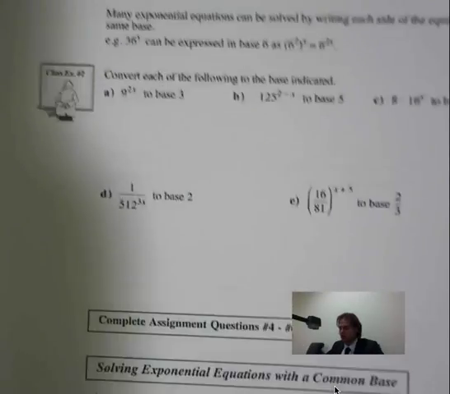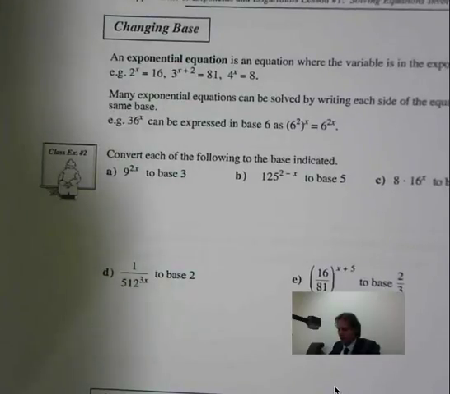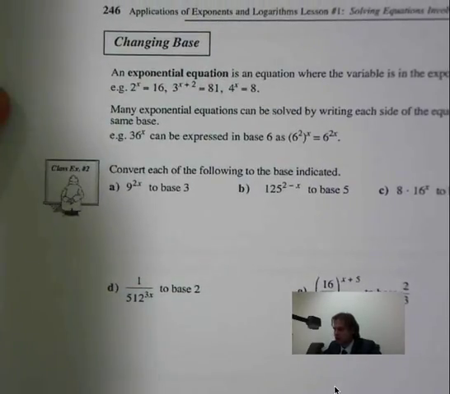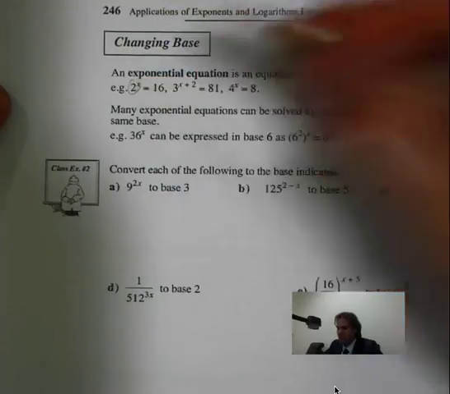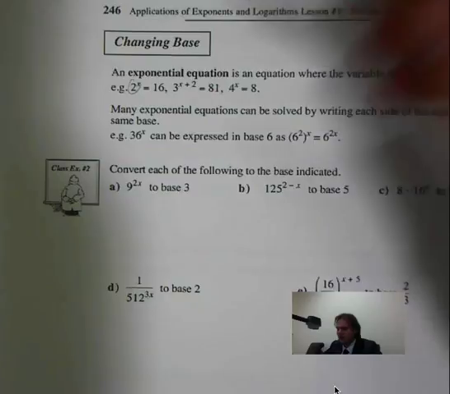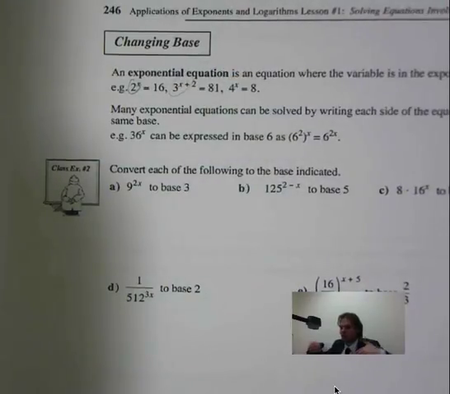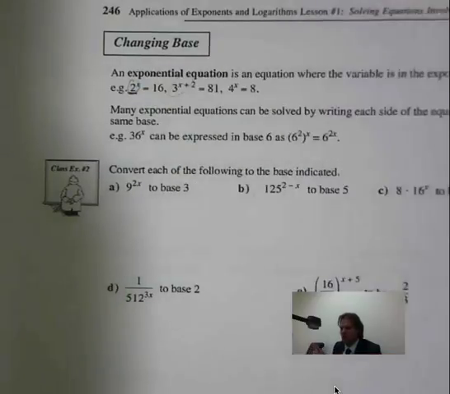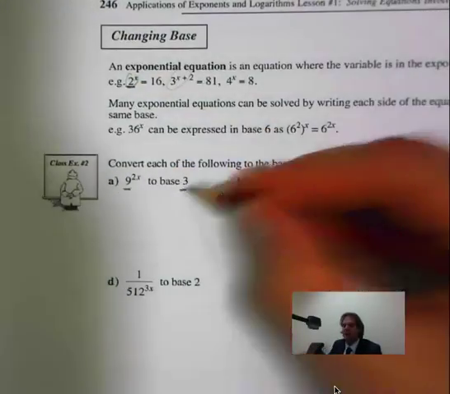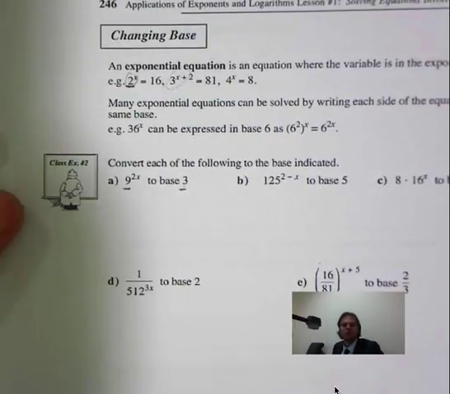Our next step is we're going to look at the change of base. Change of base means if I have something like 2 to the x is equal to 16, and then 3 to the x is equal to 81, we're just changing the base. The base is this part, so we're changing the base. So here we want 9 to go to base 3. So let's switch this up.